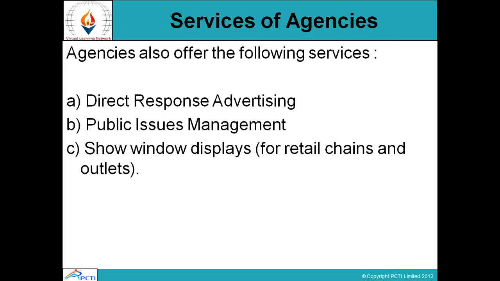Services of agencies. Agencies also offer the following services. First is direct response advertising. डिफरेंट सर्विसेज जो कि एजेंसीज ऑफर करते हैं उसमें एक फर्स्ट इंपॉर्टेंट पार्ट है, दैट इज डायरेक्ट रिस्पॉन्स. आप प्रेडिक्ट कर सकते हैं बाय विद द हेल्प ऑफ एजेंसीज. पब्लिक इश्यूज को मैनेज किया जा सकता है, दैट इज कॉल्ड एज अ पब्लिक इशू मैनेजमेंट. Show windows display for retail chains and outlets. So these are the different services offered by the agencies by means of the internet and other technologies.